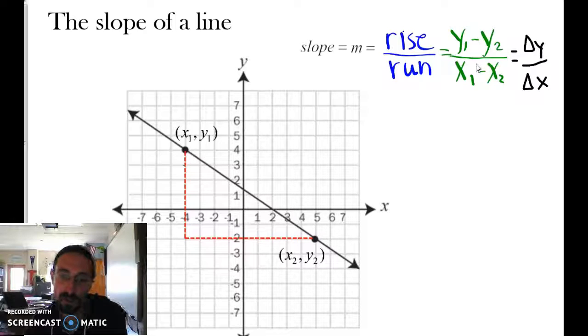So whether you choose the point on the left to go first or the right to go first, it doesn't really matter so long as you do it consistently throughout the problem. Typically I do y2 minus y1, and really what we're saying here is this triangle is the Greek letter delta, which is used for change. So the change in y over the change in x.